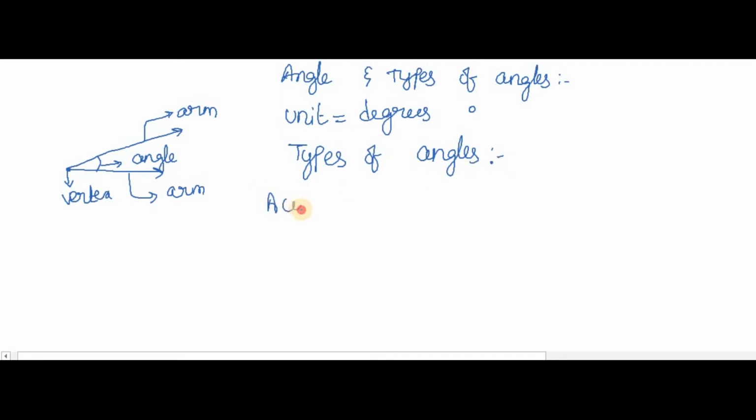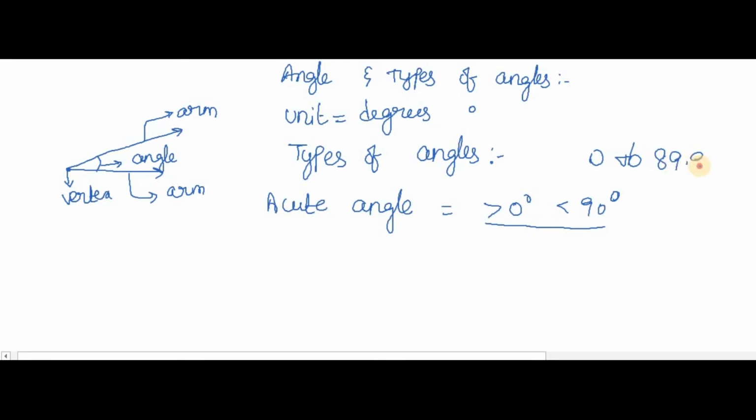So the types of angles are, the first angle is the acute angle. It is nothing but the value that is greater than 0 and less than 90. If a number comes between 0 and 90, except 90, that is 0 to 89.9 degrees, all these numbers will come under acute angle. Now in the same way, obtuse angle.